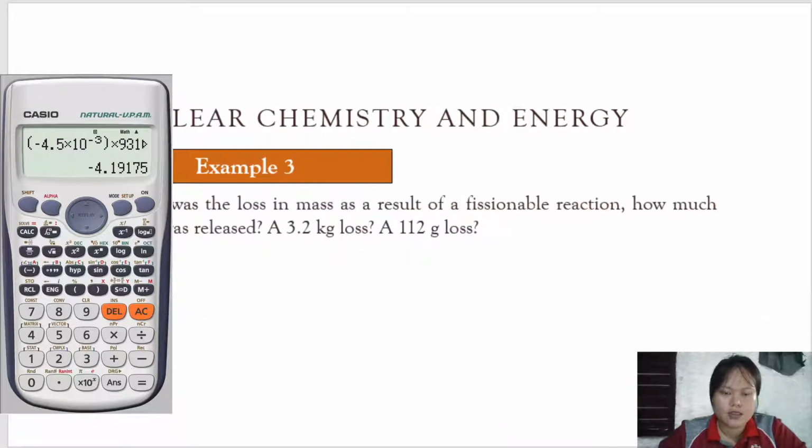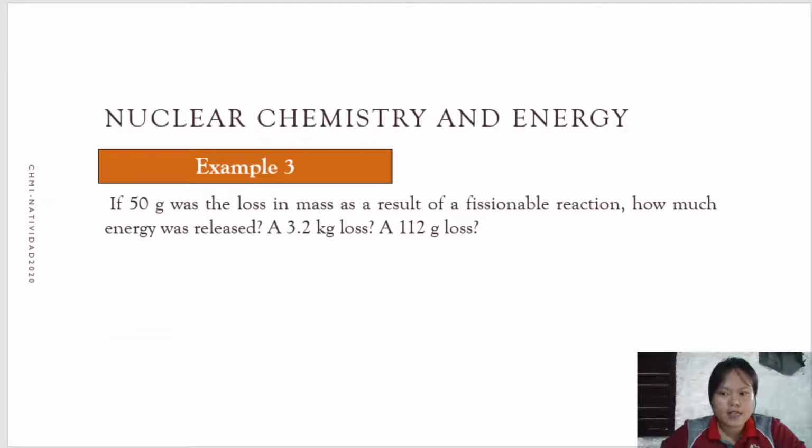Next, we have example number 3. Supposing 50 grams was lost in mass as a result of a fission reaction. How much energy is released? A, 3.2 kilogram loss; B, 112 gram loss. So distinctively, we have 3 scenarios here. The first one is what if 50 grams is the lost mass? Second is what if 3.2 kilograms, and third is what if 112 grams is the loss.